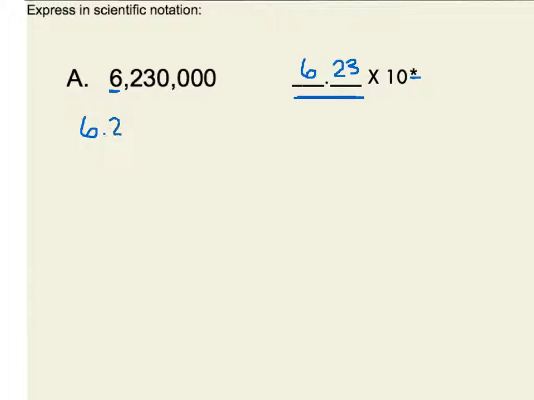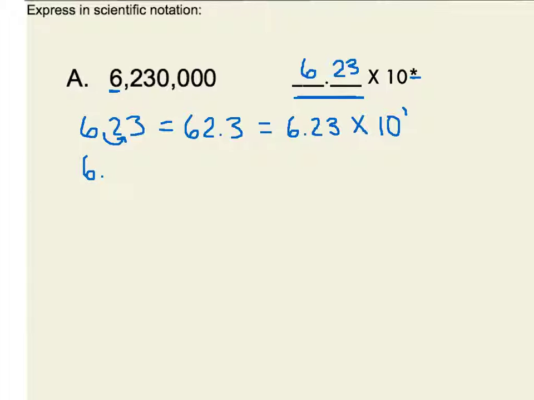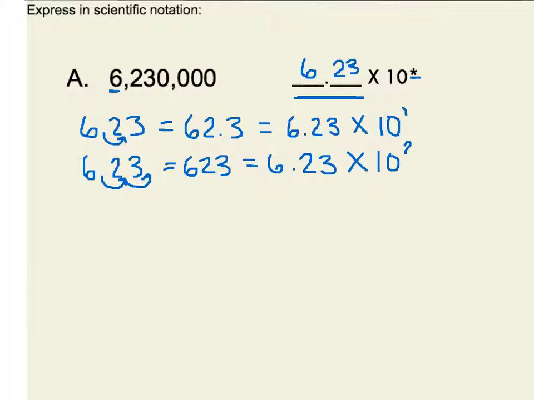Therefore, if I move one place to the right, past the 6 in my 6.23, I get 62.3. 62.3 is like multiplying 6.23 times 10, or 10 raised to the first power. Moving the decimal place 2 places to the right gives me 623. This is like multiplying 6.23 times 10 squared, or 100.